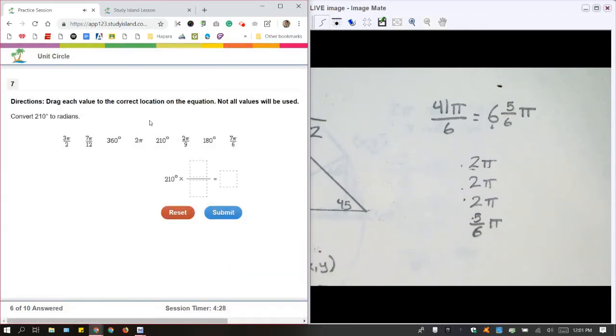We'll keep going along here. Drag each value to the correct location on the equation. Not all values will be used. Convert 210 degrees to radians. So remember, every 180 degrees is 1 pi worth of radians.